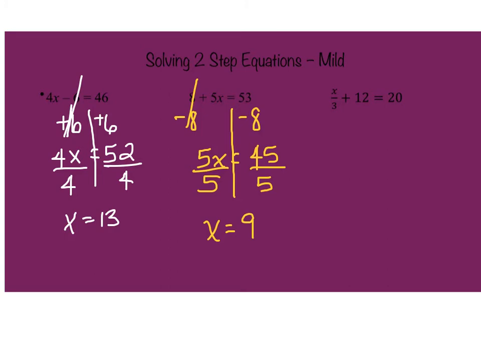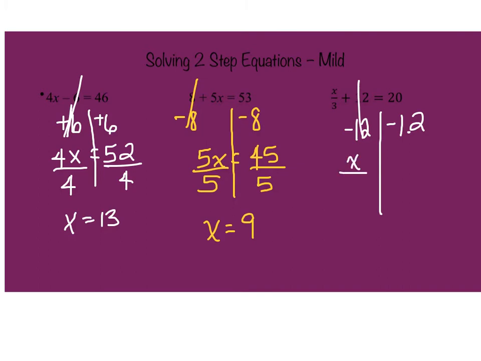Solve number 3 now. All right, so we're checking over number 3. Again, I'm going to get rid of that 12 first by subtracting. Again, on both sides. Got to keep that equation equal. 12 minus 12 is 0, so those cancel.